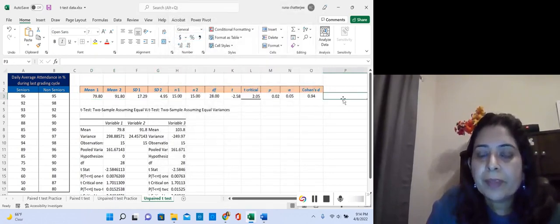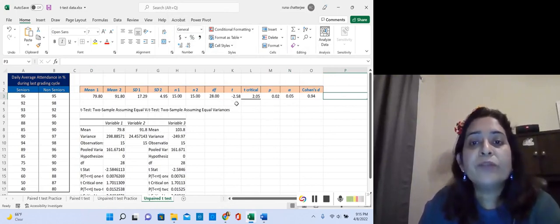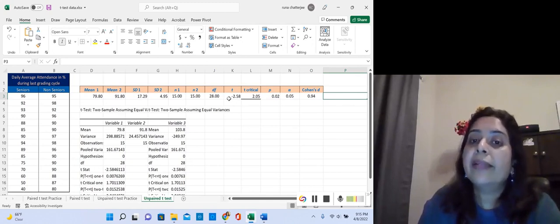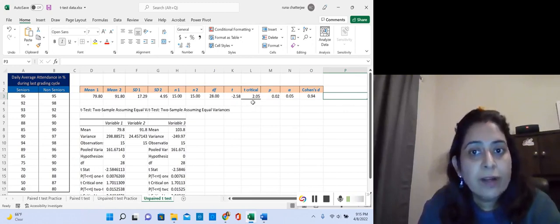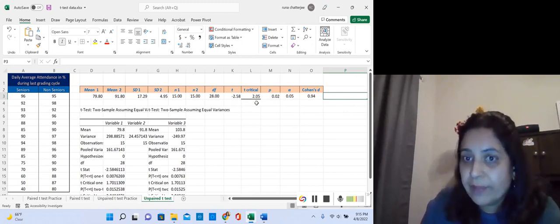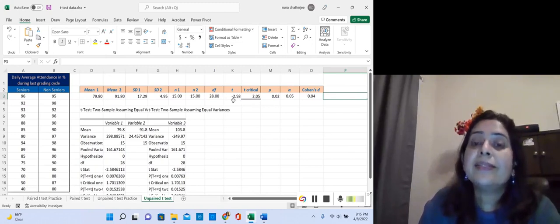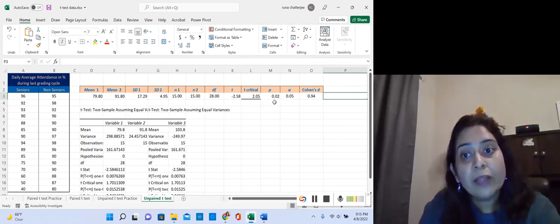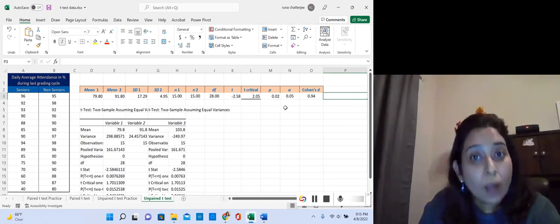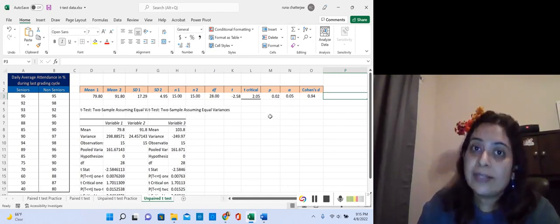All right. Let's try to make sense of these values. So we have a t-stat value of 2.58. Once again, we will ignore the negative sign and take the absolute value of 2.58, which is larger than the t-critical value of 2.05. That indicates that we reject the null hypothesis. Since the t-stat value is greater than t-critical, we reject the null hypothesis. Again, the p-value of 0.02 is also less than the level of significance, which is 0.05. This is the second reason why we will reject the null hypothesis.